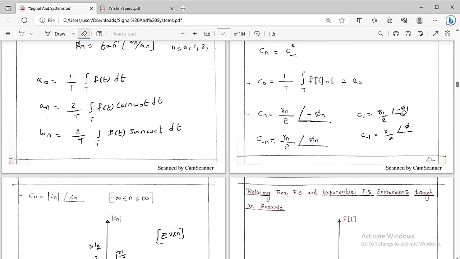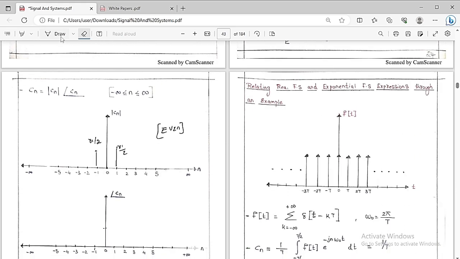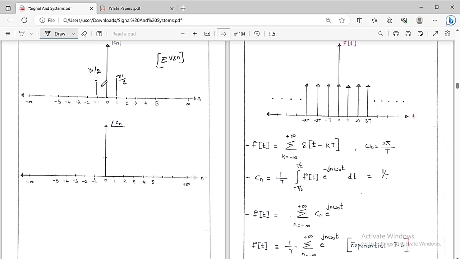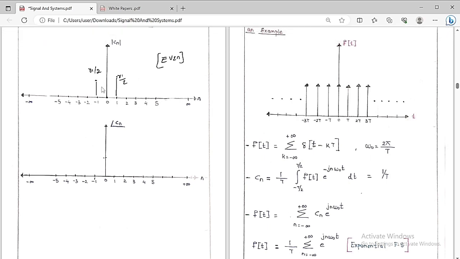For C1, what is the angle? Minus phi 1. And for C of minus 1, what is the phase angle? Plus phi 1. So let me draw here. This will become minus phi 1 and this will become plus phi 1. So you can see both are opposite of each other.